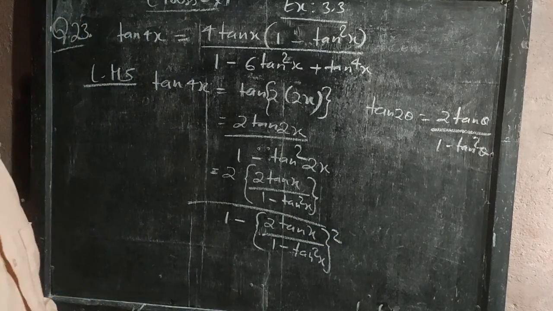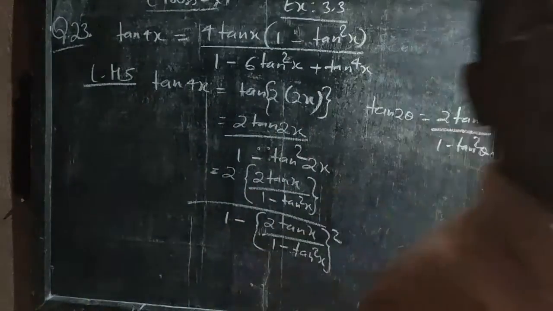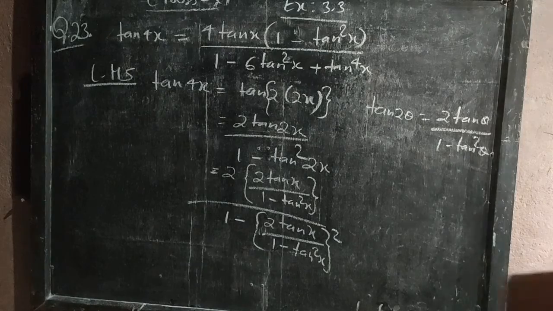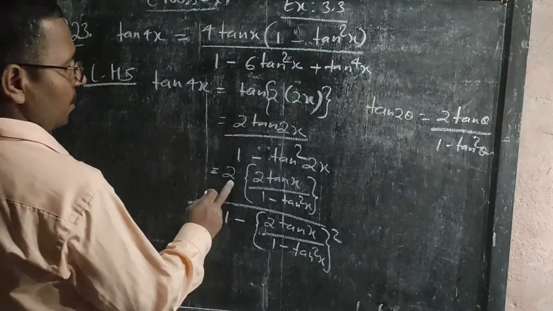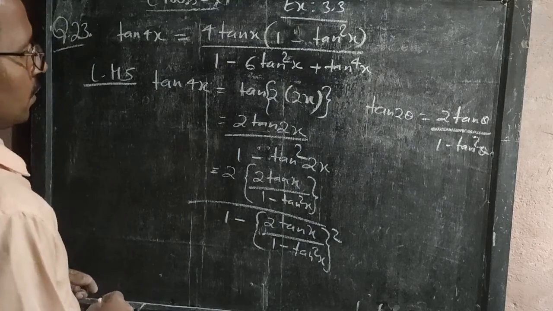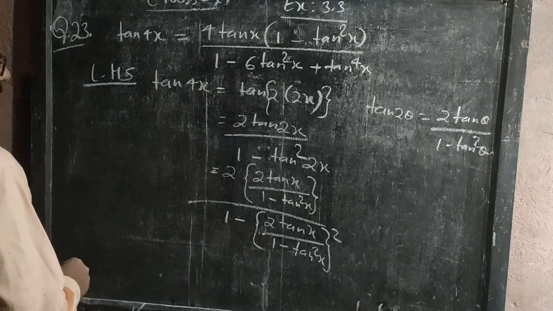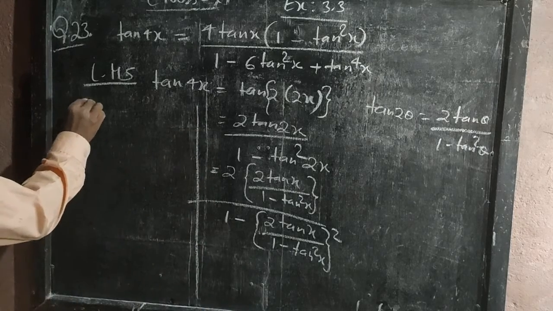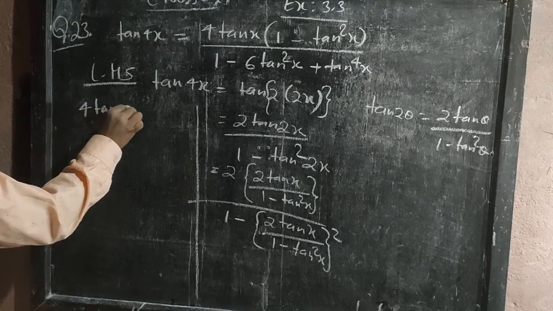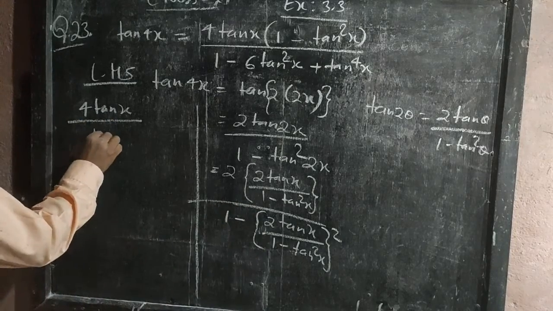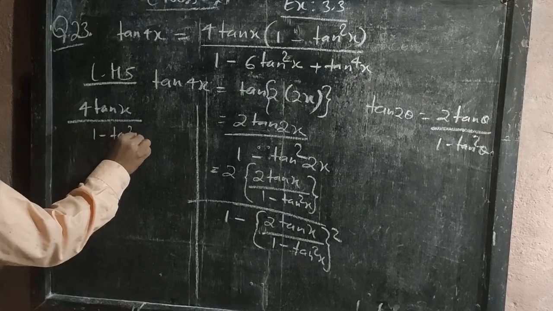So now students, what can we do here? It's very simple to proceed with our solution. So generally this can be multiplied here. So what will you get here? 4 tan x, so we will get here 4 tan x upon 1 minus tan square x, 1 minus tan square x.